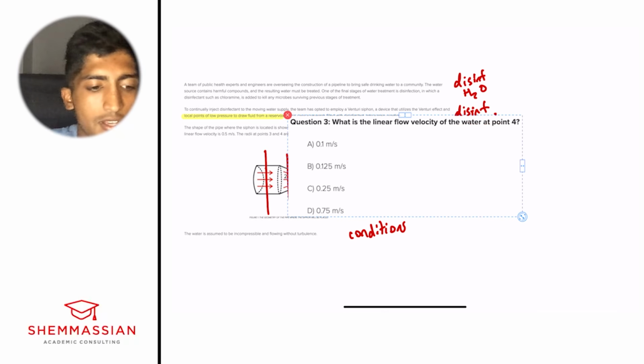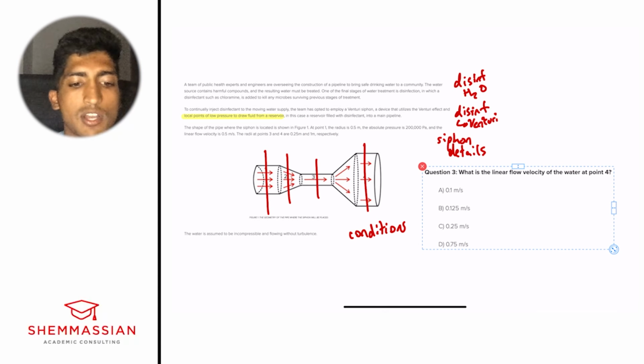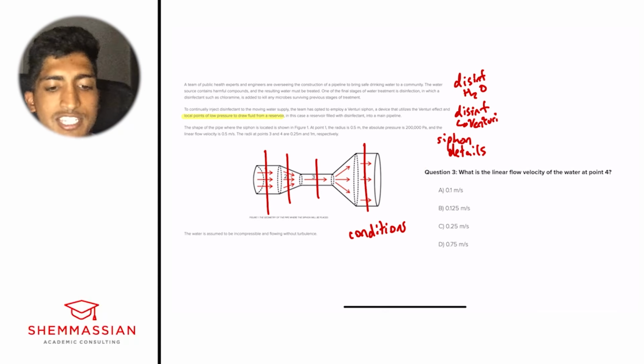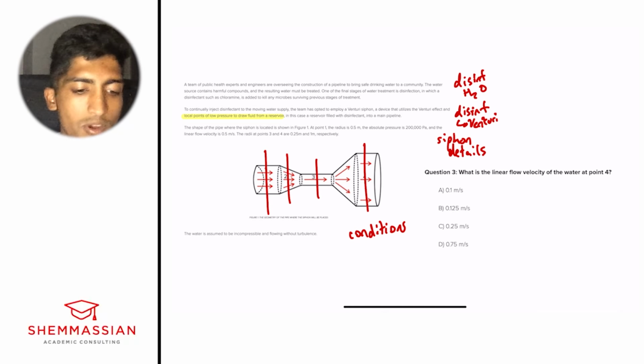Question 3. Okay. So here we have a question. What is the linear flow velocity of the water at 0.4? So we have 0.1 meters per second, 0.125 meters per second, 0.25 meters per second, and 0.75 meters per second.